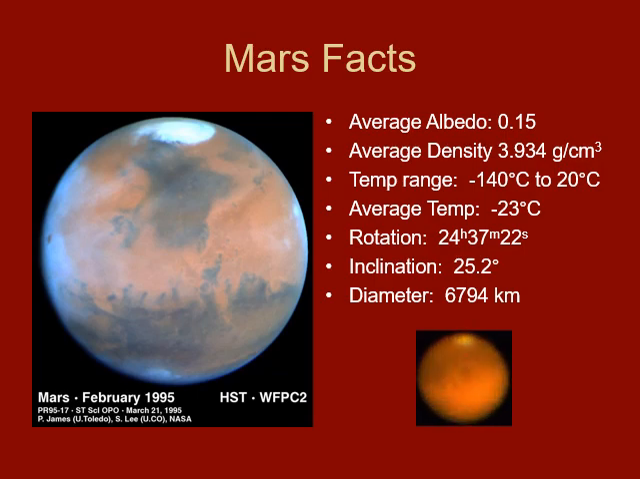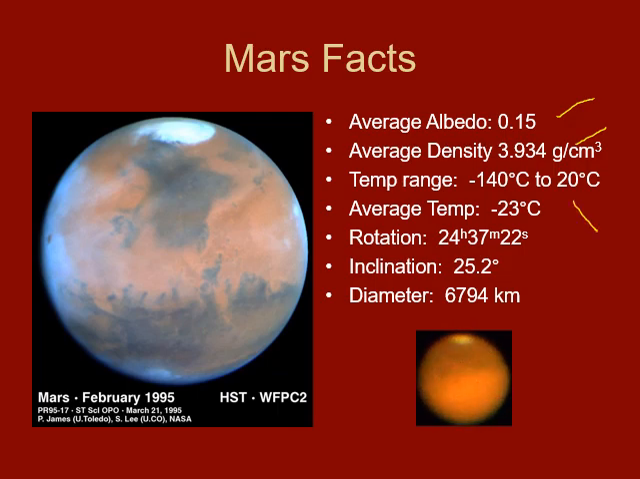Since then, we've learned a lot more about Mars. On the left is the Hubble telescope view. The average albedo is about 0.15. It reflects about 15% of the light that hits it. That's much less than Earth, because there's no water, no oceans, and very few clouds. The average density is much lower than Earth's, so that means Mars does not have nearly as big of a core as Earth does.